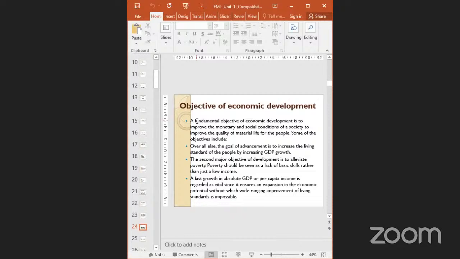So one more objective is advancement to increase the standard of living, and it is only possible when our GDP grows, when supply of products, commodities and services happens according to demand, and it is consumed by the people. Third, the second major objective of economic development is to eliminate poverty. So poverty should be eliminated from the system.